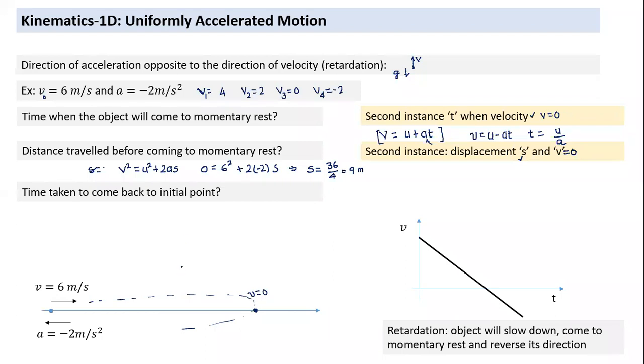Time taken to come back to initial position. What is the equation I'm going to use? How do I use this time taken? What is the condition I'll apply for time taken to come back to initial point? Dev and Ananya, can you tell me what condition I should apply for time taken to come back to initial point?